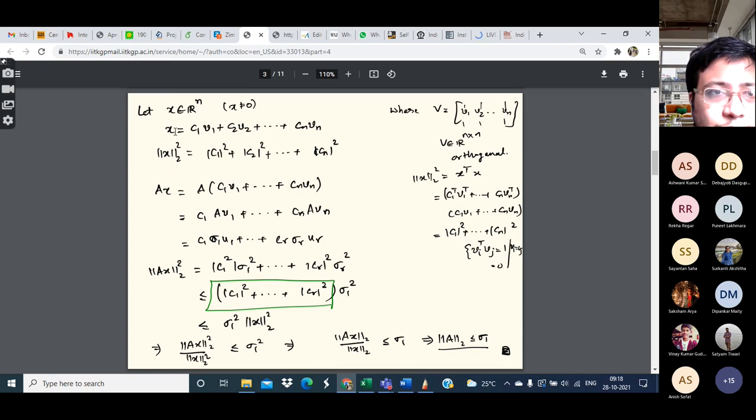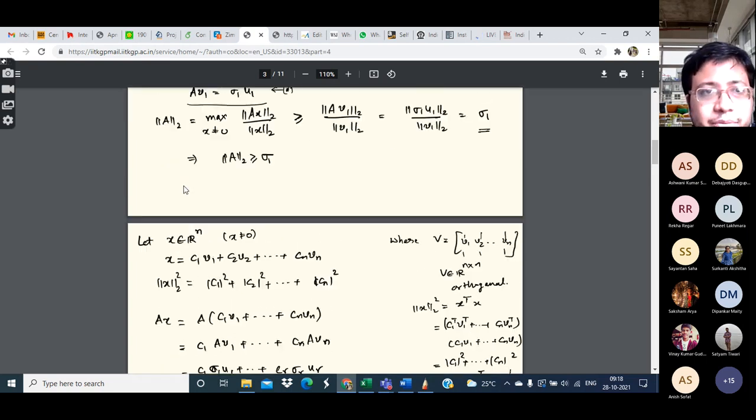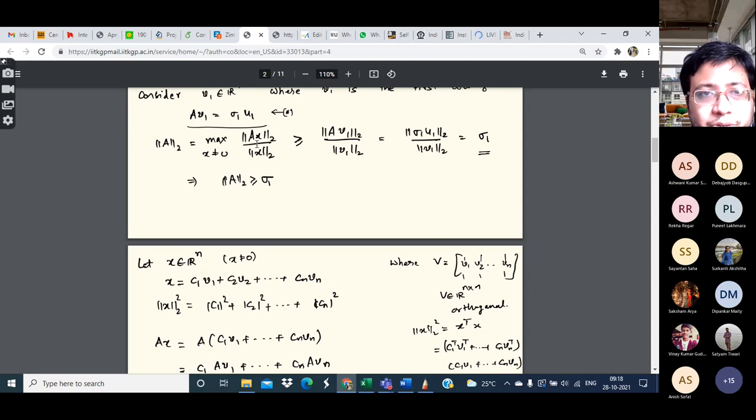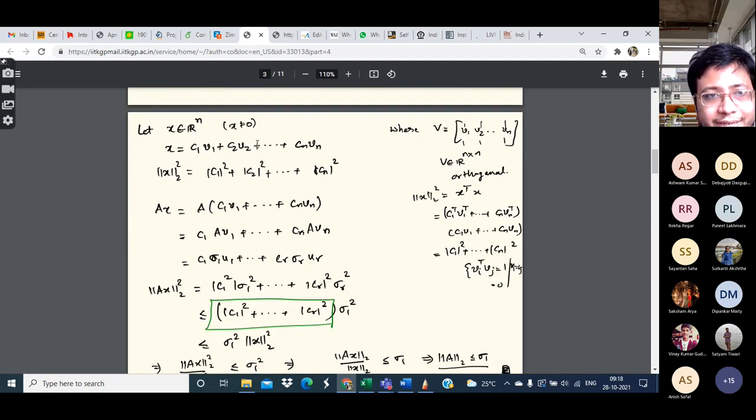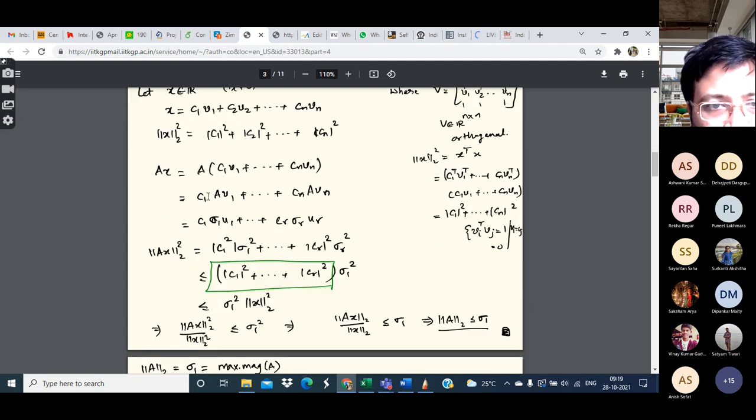Now coming back to Ax. Because on the numerator we are talking about Ax, if I am writing Ax, it becomes A times this whole thing, c1 v1 plus c2 v2, etc. up to cn vn. Here, because c1 is a scalar, I can keep the c1 out and just multiply A with v1.